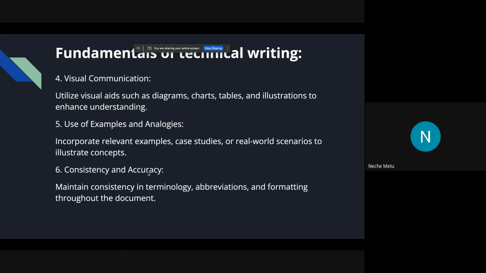Okay, we have to talk about also visual communication. We have to utilize visual aids, for example, diagrams, charts, tables, illustrations to enhance understanding. For example, I'm talking about the human heart. I cannot just write a paper without displaying the picture of the human heart, pointing out the parts that have to do with what I want to achieve. So you can see that people are actually drawn to visual documents, visual things, and they don't actually forget things. So it's actually important.